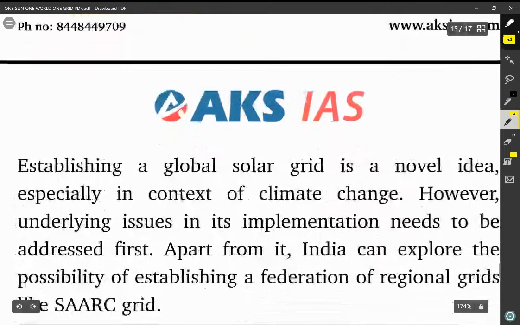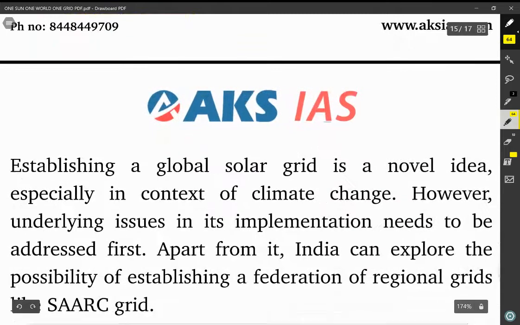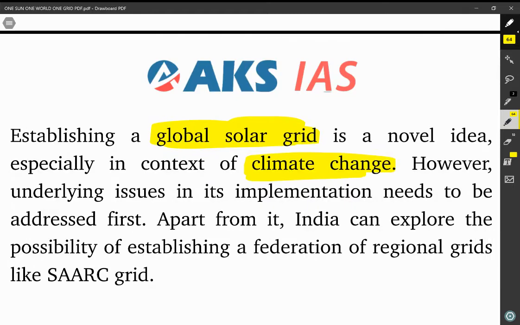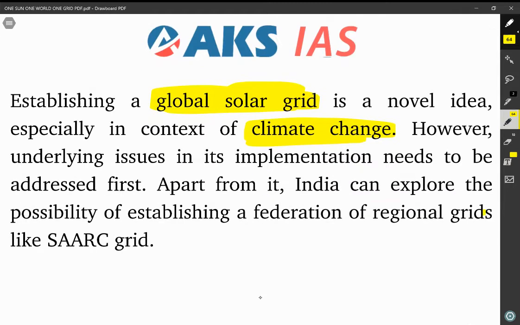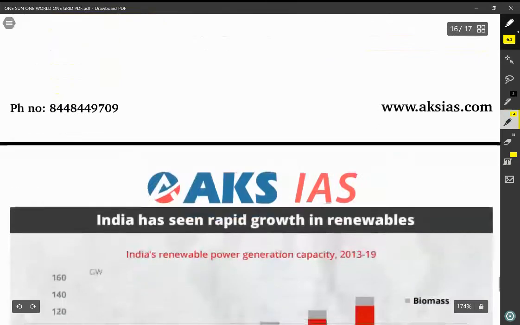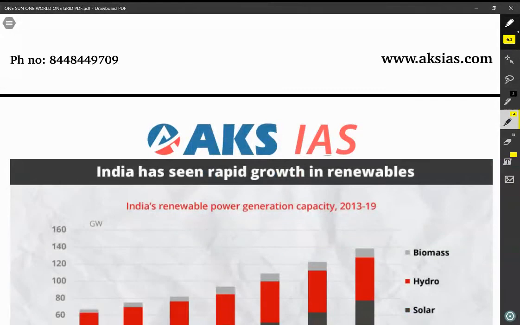Thus, India should also establish a global solar grid. Establishing a global solar grid is a novel idea, especially in the context of climate change. However, underlying issues in its implementation need to be addressed first. Apart from it, India can explore the possibility of establishing a federation of regional grids like the SAARC grid. So that was about the One Sun, One Grid, and One World initiative: what the prospects are, what the challenges are, and what could be the way forward.